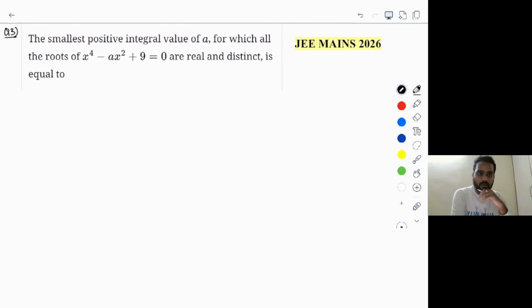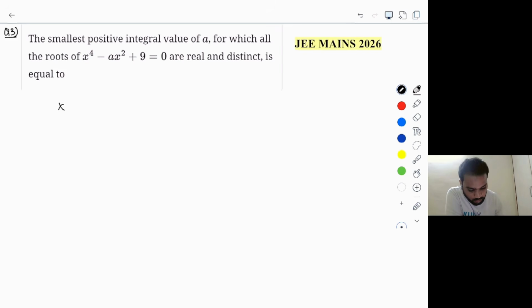This is also a question from the very recent JEE Mains January session 2026. Let's read the question. The smallest positive integral value of a for which all the roots of the biquadratic polynomial x^4 - ax^2 + 9 = 0 are real and also distinct is equal to. Okay, so this is an easy question, but there is a small mistake students generally make in this question. So let's try to see what it is.